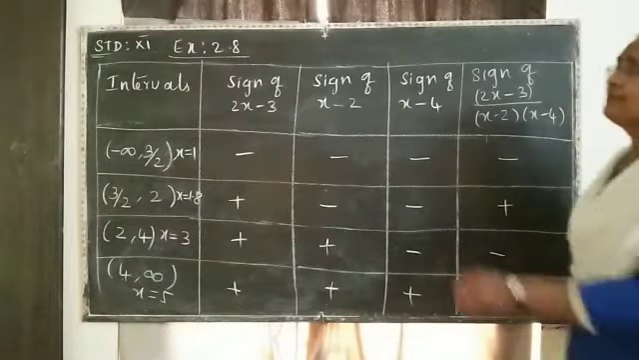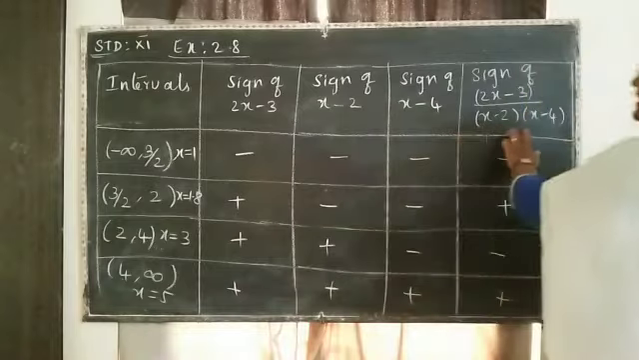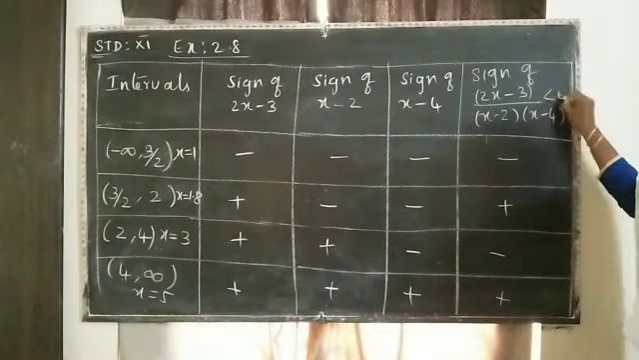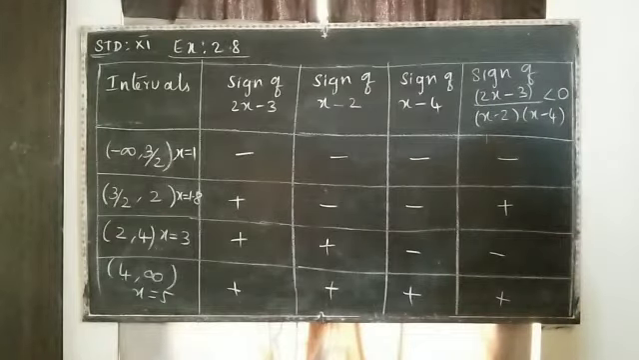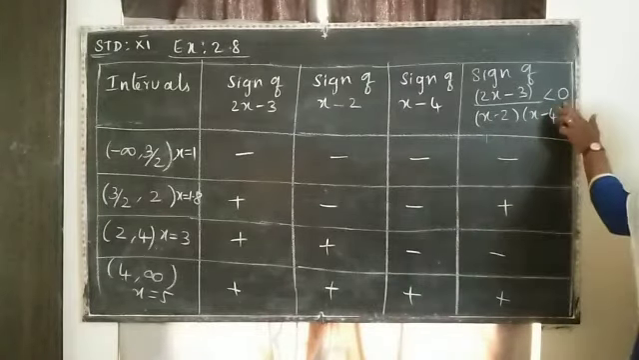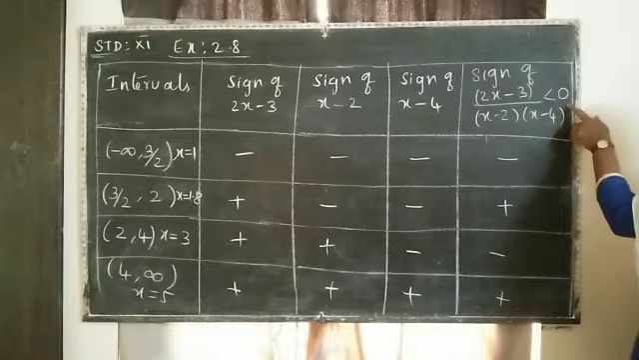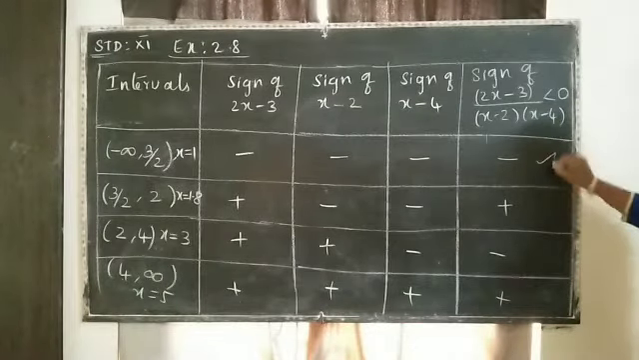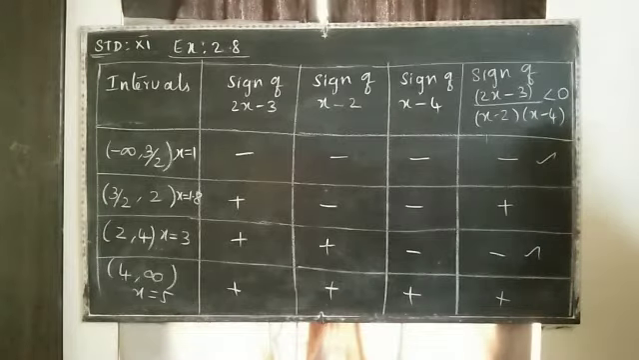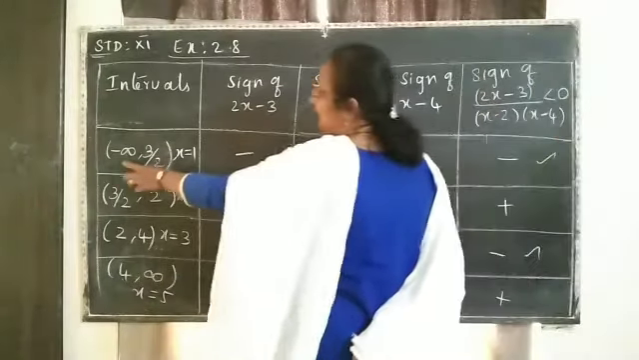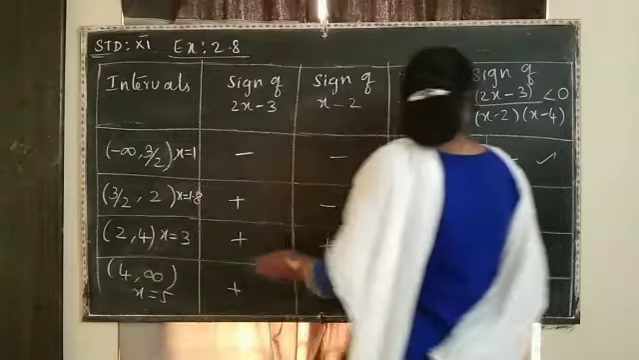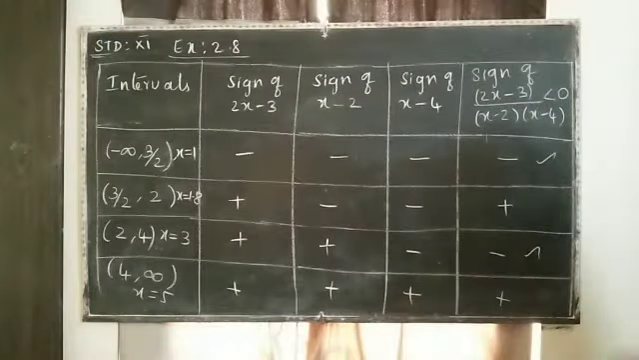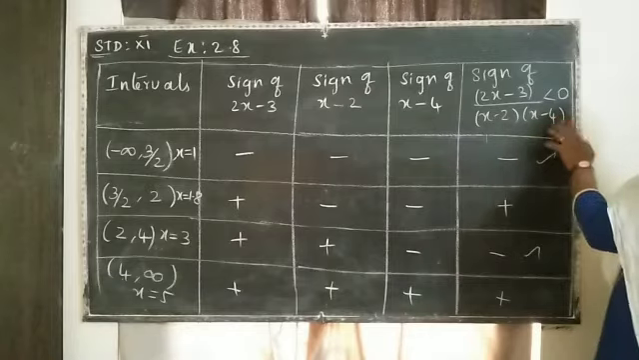Now look into this. Now we are going to check this inequality for which the value is less than 0. Less than 0 means it has to hold the negative symbol. So for how many intervals do we have negative? This one and this one. Yes or no? For the interval minus infinity comma 3 by 2 and for the open interval 2 comma 4, this inequality is satisfied.